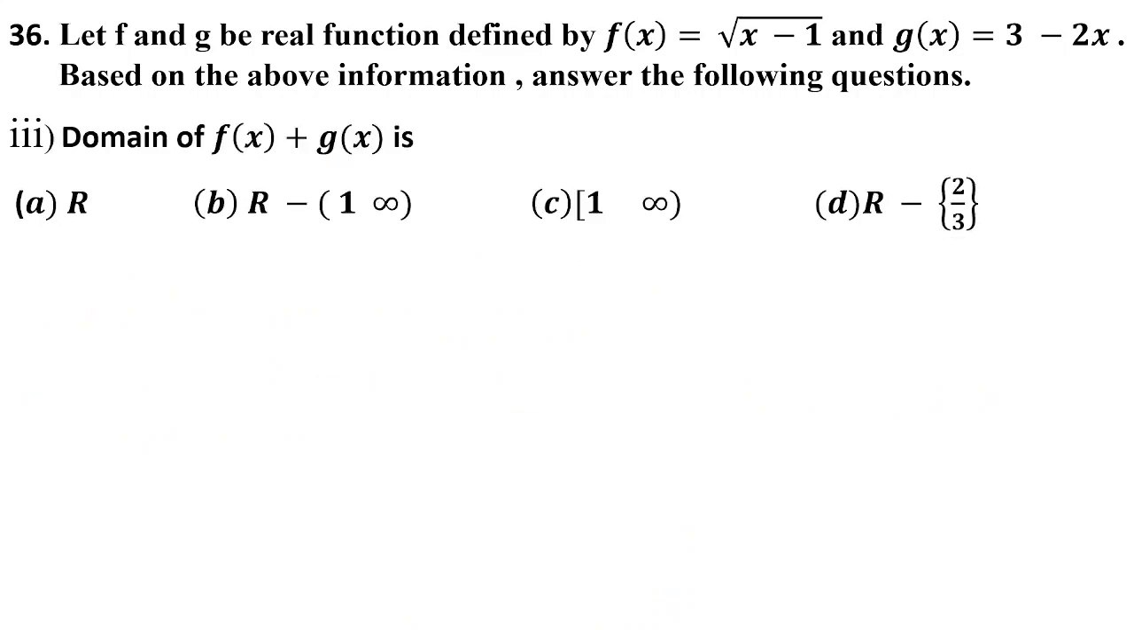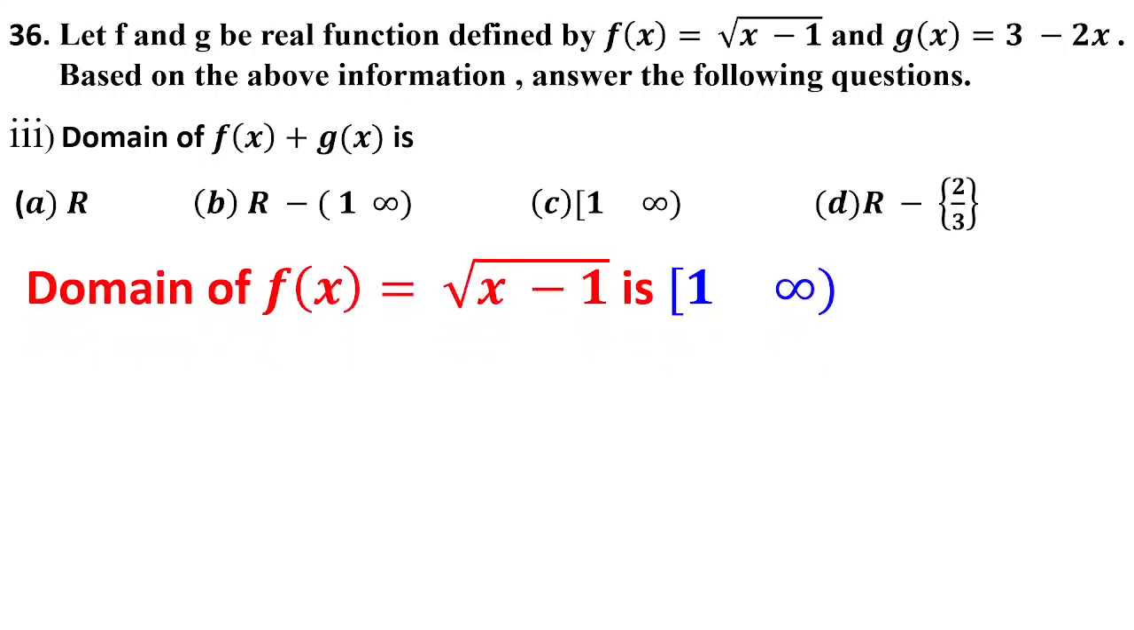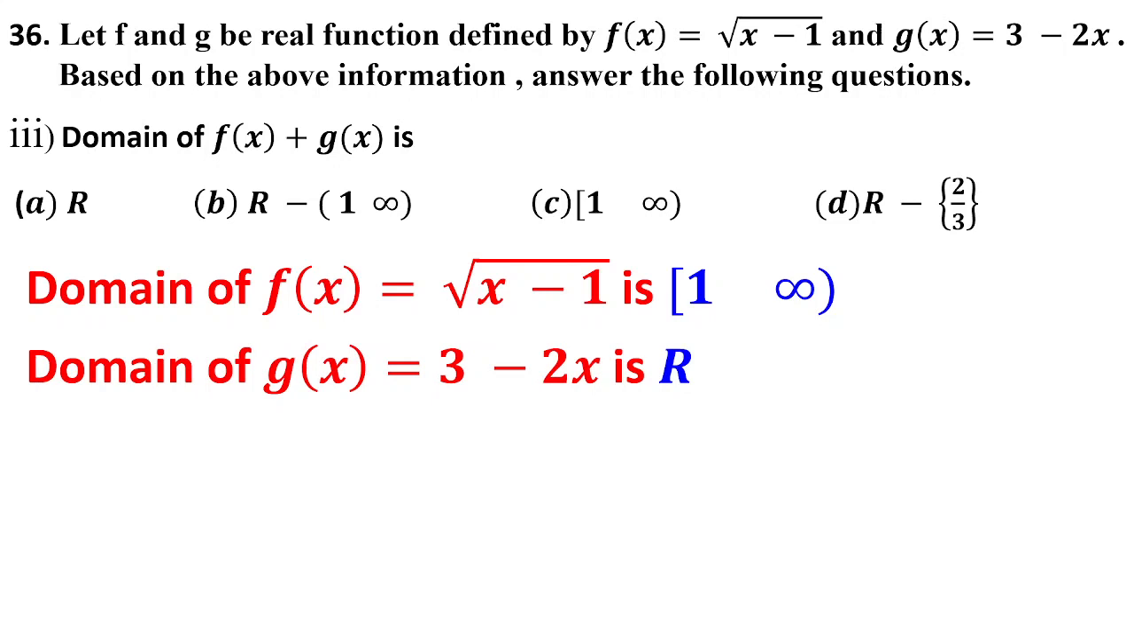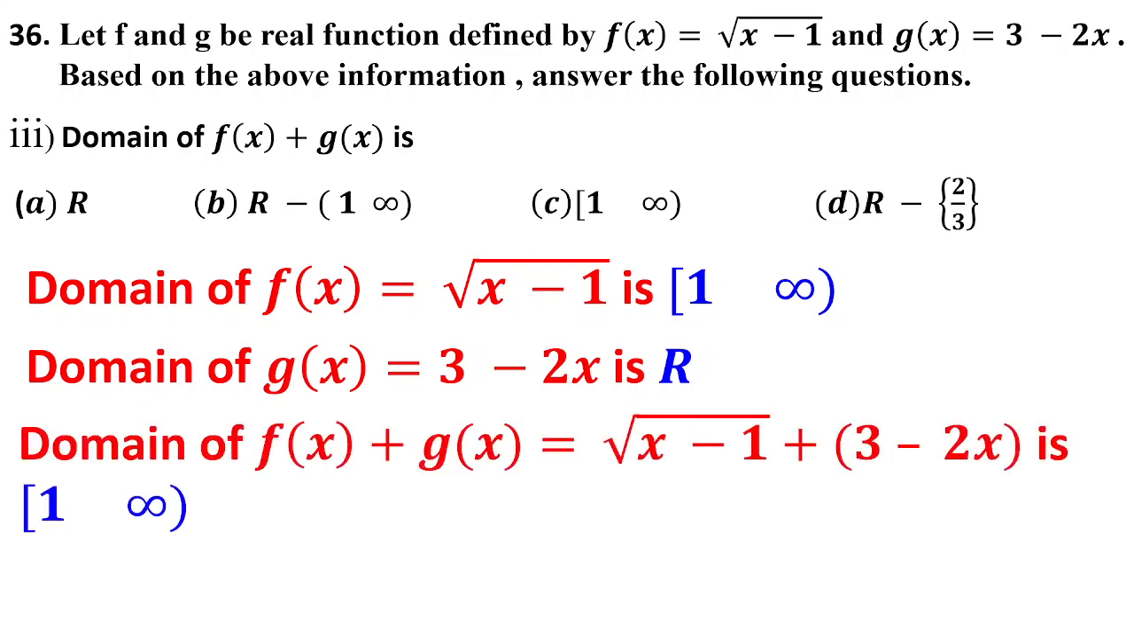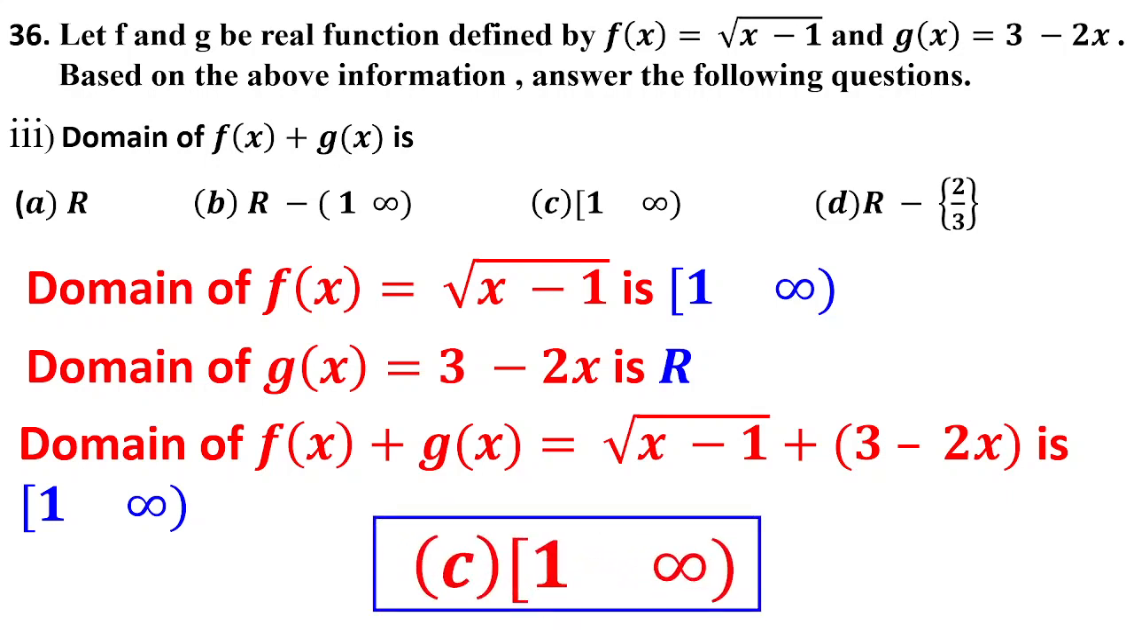Go to subdivision 3. Domain of f of x plus g of x. We have to add. This is the addition. The domain of the first one is 1 to infinity. The second one is R. Now when you add, you want a domain which is common to both, which is nothing but 1 to infinity. Intersection of these two. Therefore the answer is C, 1 to infinity, because this domain should satisfy both the functions.